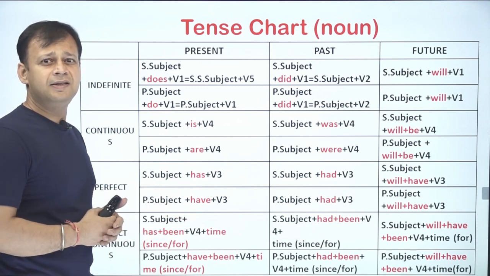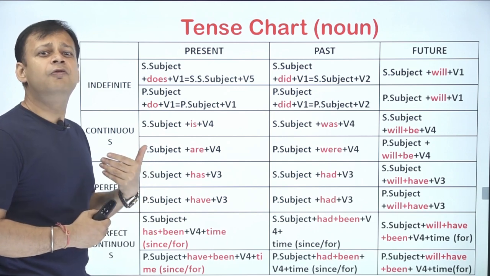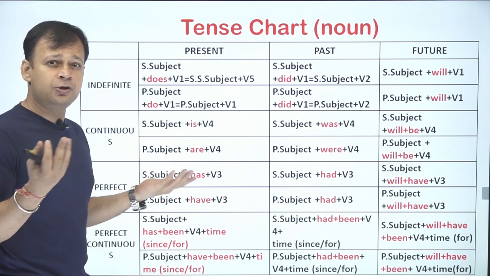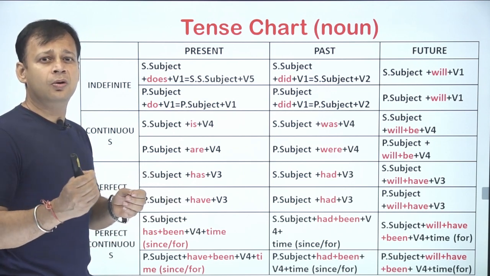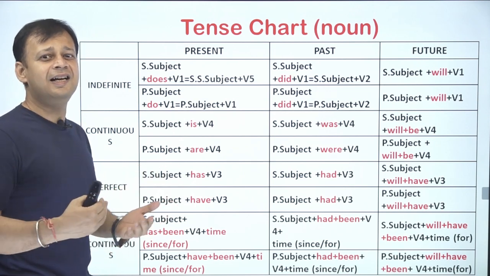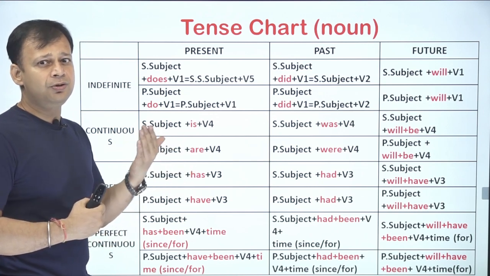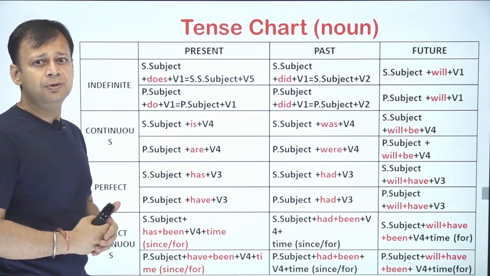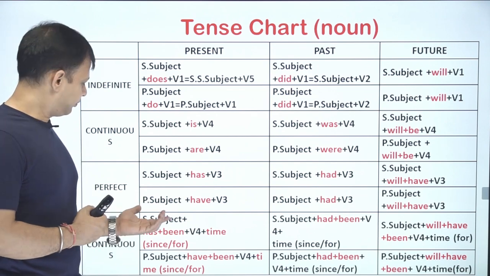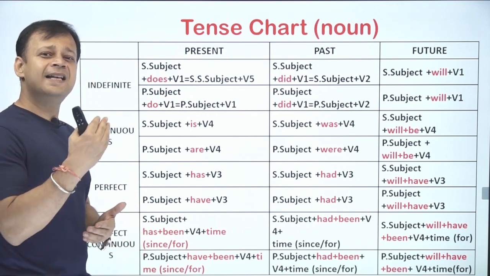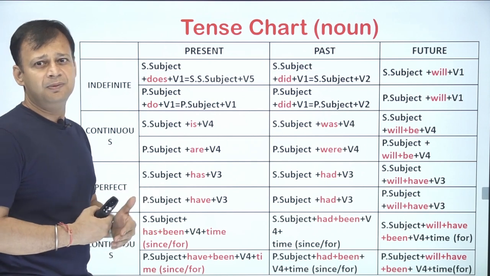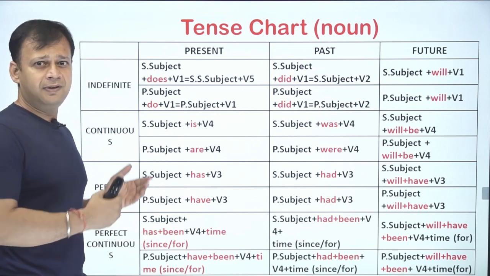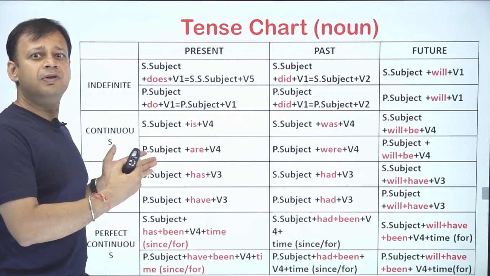For example, if I say I have been speaking for 2 minutes, so which 2 minutes you don't know. But if I say I have been speaking since 2 o'clock, so you can understand. So definite time we should use since, indefinite time we should use for. And here the plural subject comes in the picture, so has been is converted to have been, plus V4 plus time element as well. So I hope I have explained the present tense very clearly.